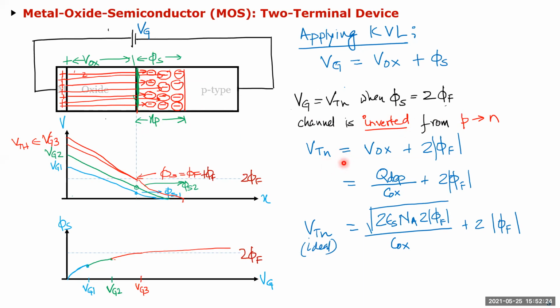So in other words, VTN is that value where the oxide voltage, which is dropped across this, for the surface potential when it is 2φf. And what is this oxide? What is this voltage across the oxide?